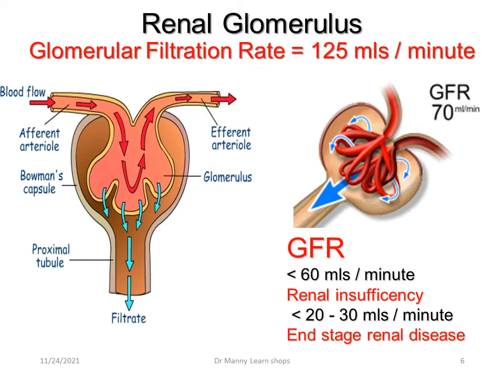Now the glomerular filtration rate of less than 60 mils per minute results in renal insufficiency. Less than 20 to 30 mils per minute is usually associated with end-stage renal failure.